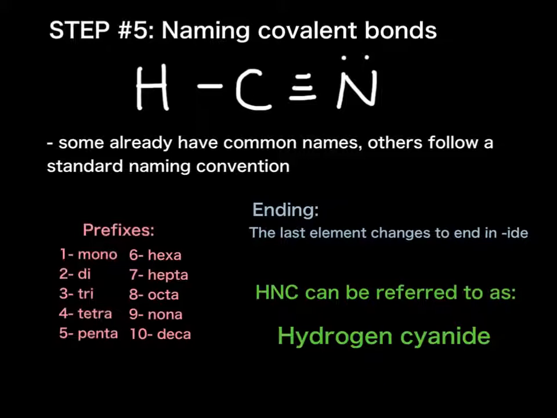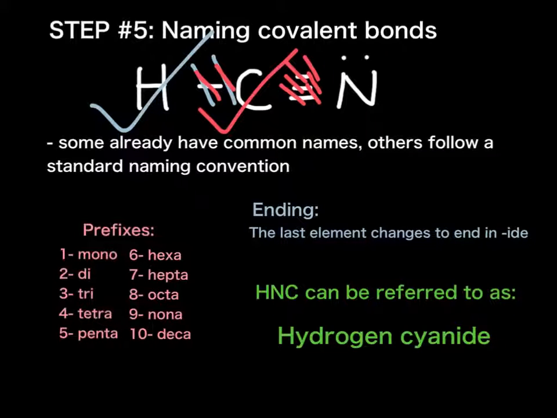Step 5 is naming covalent bonds. But before we get into this, we have to make sure that the rules of both octet and duet are being followed. Because hydrogen follows the rule of duet, we see that there are only 2 electrons. 1, 2, making hydrogen good. Carbon and nitrogen, however, follow the rule of octet. From this, we see that carbon has 1, 2, 3, 4, 5, 6, 7, 8, making carbon good.